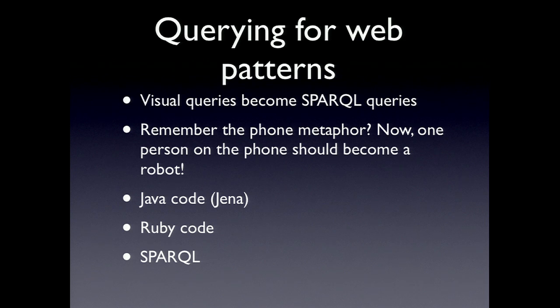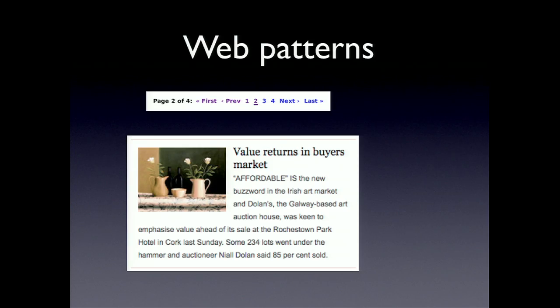We can also query for web patterns. And the visual queries, I told you before, become SPARQL queries in our model. So if you remember the phone metaphor, basically it's about that one person on the phone should become a robot. I already told you, these queries are defined in different languages. And what they should identify, basically, is web patterns that all web designers think in.